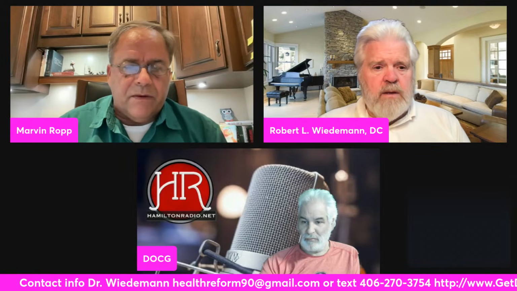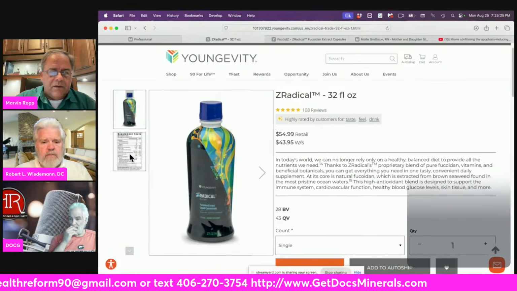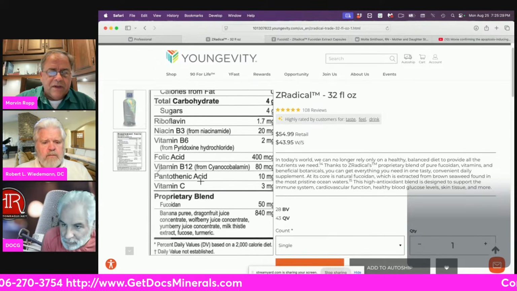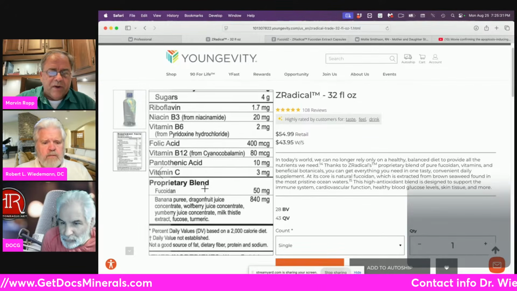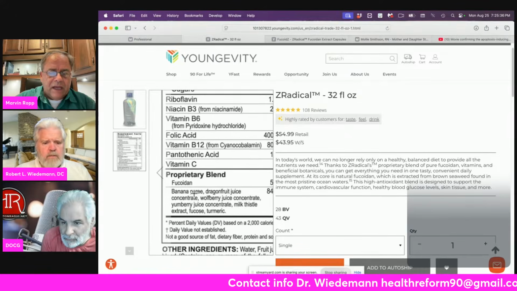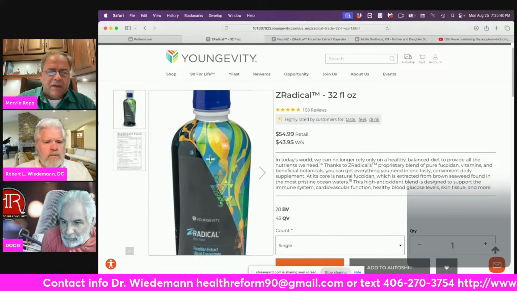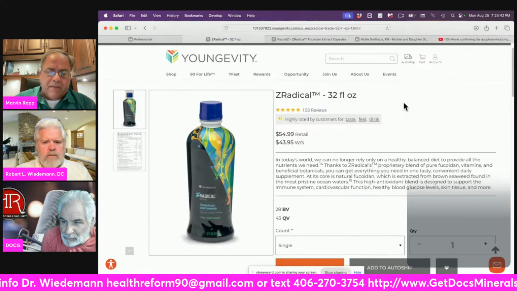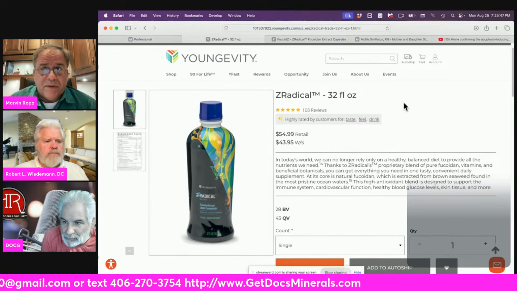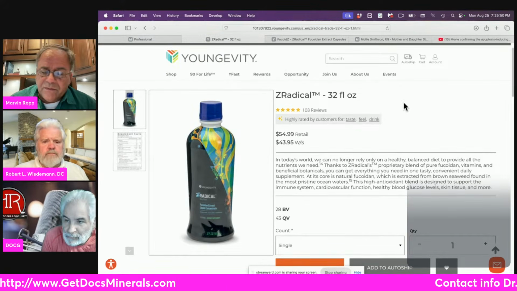Now, the Z radical is a liquid, but I want to click on the actual supplemental facts here, and right down here, fucoidan, a proprietary blend of 50 milligrams of fucoidan. It has all this other stuff in there, and this combination, this bottle here, is a phenomenal product to help support and promote apoptosis in rogue cells.